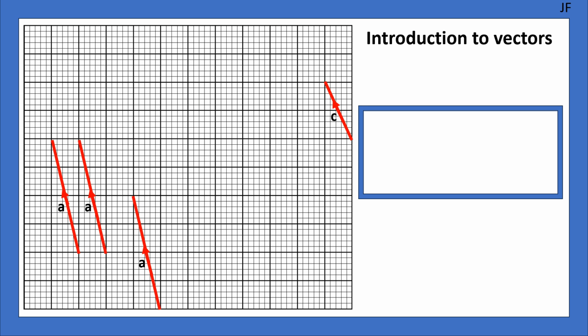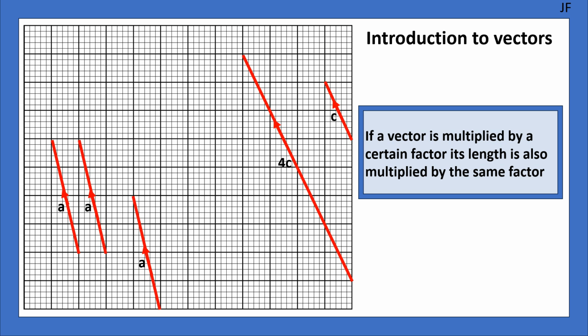Vector C. If a vector is multiplied by a certain factor, its length is also multiplied by the same factor. Vector B.